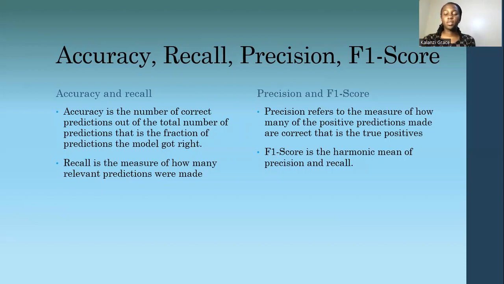And then F1 score is the harmonic mean of precision and recall. There's a whole formula, which we'll see, I think, as we go on in this AI series.